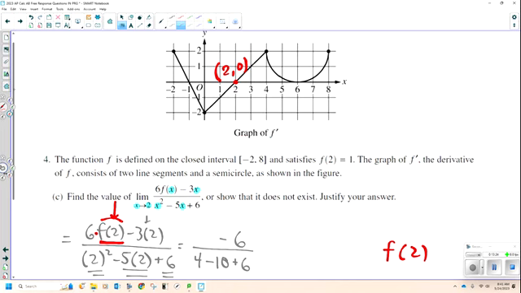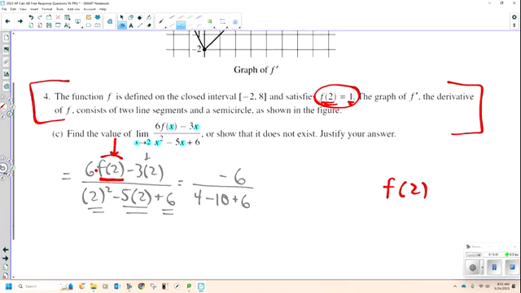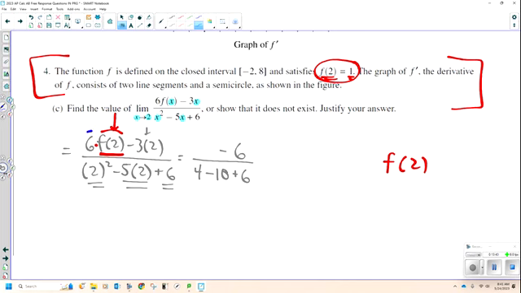Gotta love technology. Anyways, if we read our initial information in here that I'm boxing in red, f of 2 is 1. So wherever I see f of 2, I can replace it with a 1. Which means this right here is really 6 times 1, which is 6. On the top, we got 6 minus 6, which is 0. 4 and 6 is 10 minus 10. Okay, I end up with 0 over 0.